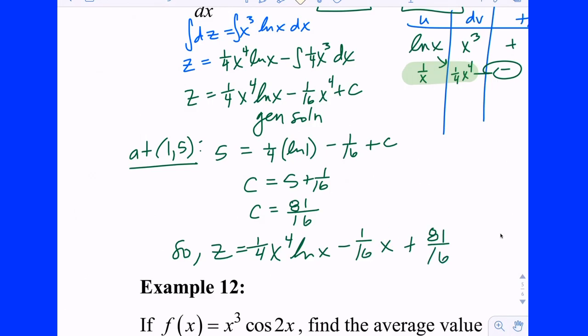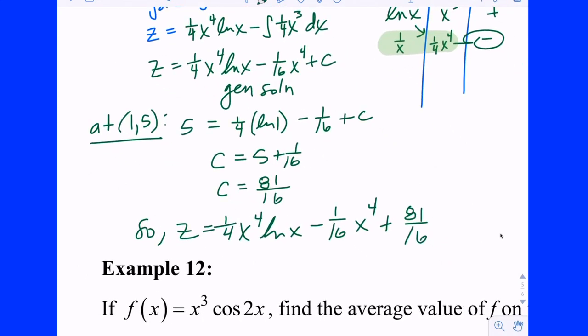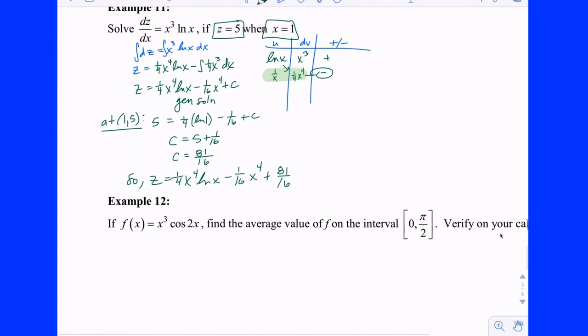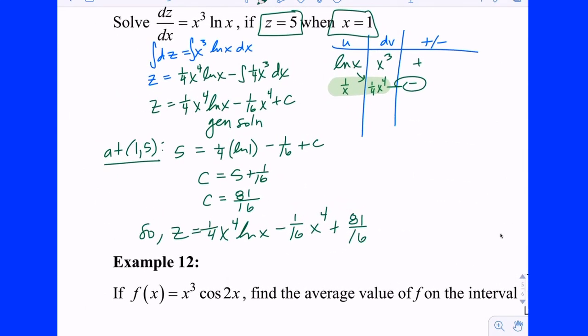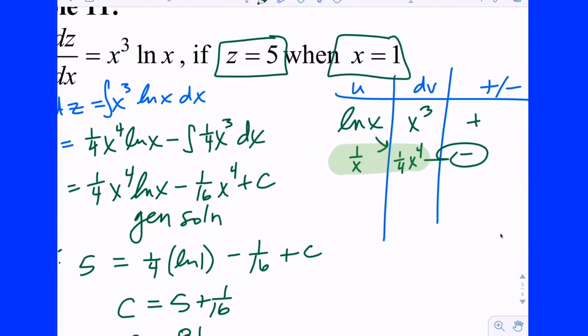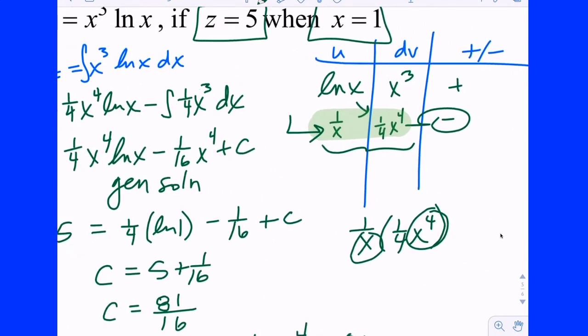So, reviewing solving a differential equation, but in the context now of the integration technique being integration by parts. Yes? Where did the 1/4 x cubed after the integral come from in the second line? Oh, you take the horizontal product right here. When you tie it off with an integral, you take the horizontal product. So that's going to be 1/x times 1/4 x to the 4th. This x and this x to the 4th divide out to give you 1/4 x cubed. Good question.